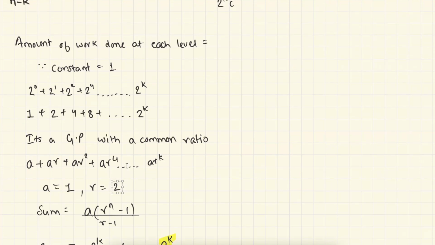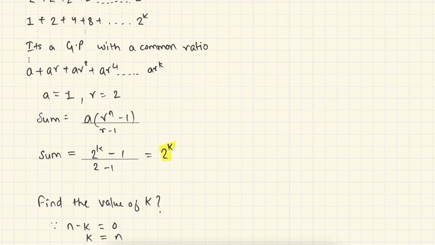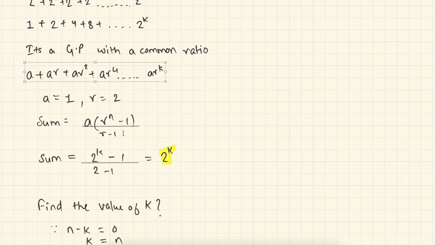Now if we multiply this common ratio with any term, you get the next term. So for example, if we multiply 2 by 1, we get 2. If we multiply 2 with 2, we get 4. If we multiply 2 with 4, we get 8. So this is how a geometric progression looks. So now the formula to find the sum of this series is going to be a into r to the power n minus 1 divided by r minus 1. So let's substitute the values of a and r. After substituting, we get 2 to the power k minus 1 divided by 2 minus 1. It turns out to be 2 to the power k.